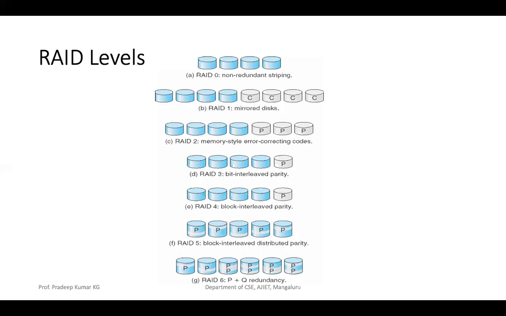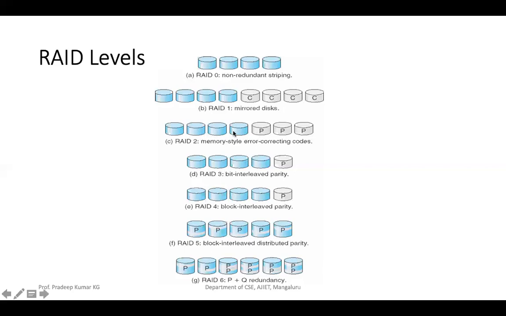Here you can see with respect to RAID 1, there is a C, which represents copy. So we have a copy, a replica, of this particular disk, this, and so on. These 4 disks are nothing but replicas of the initial 4 setup. Then we have something called RAID 2, that is memory-style error correcting codes. Over here, these 3 disks will be kept ready in case something goes wrong, nothing but error checking codes, parity bits. That's why the representation P is shown here.